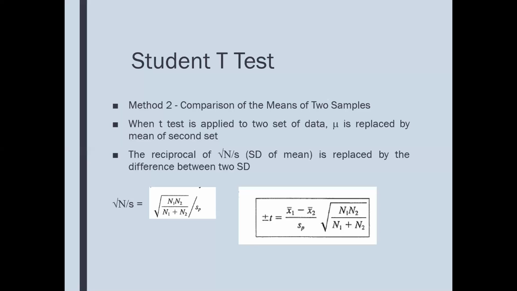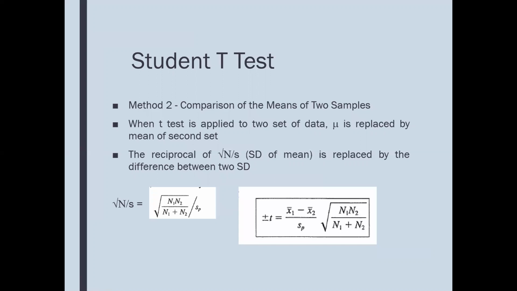When the t-test is applied to the two sets of data, now the mu is replaced by the mean of the second set. As we all remember, in the first method, it was the NIST standard that we had used, which gives a reference data. So we have the parameter mu there. Now we are going to compare the two data sets or two methods. Hence, the mu will be replaced by a mean of the second set.